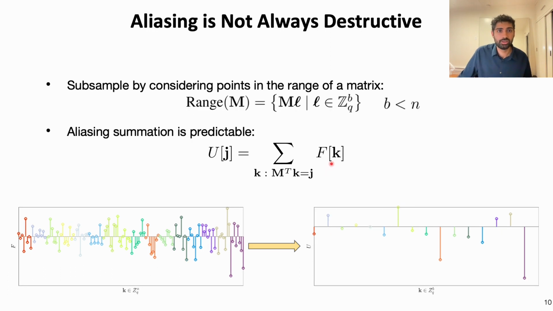A little more detail here. If we subsample by looking at the range of some matrix M, a matrix that maps from some low dimensional space to some high dimensional space, then the aliasing, which is the terms that get summed together in the big transform, is actually determined by the matrix. It's all the values k such that M transpose k have the same value. They all get summed together to a single value in the subsampled transform. And if the full transform is sparse, then there may be very few terms in the sum that are non-zero. So we would hope that we can reconstruct the full transform from the subsampled one.